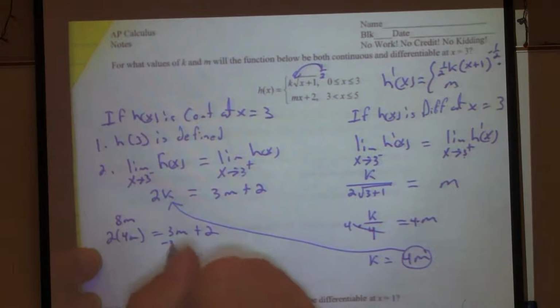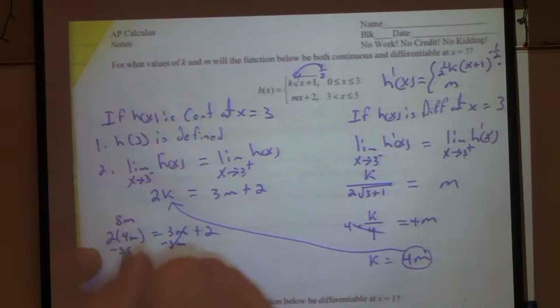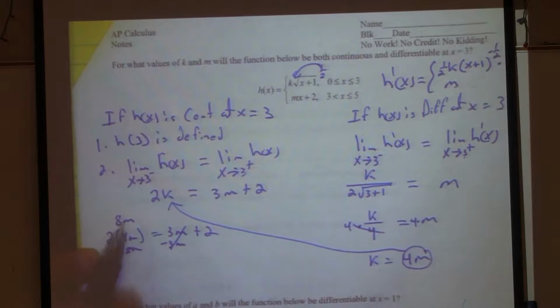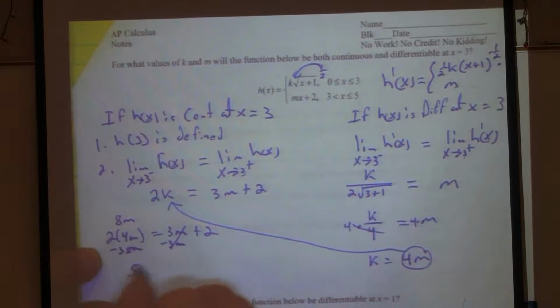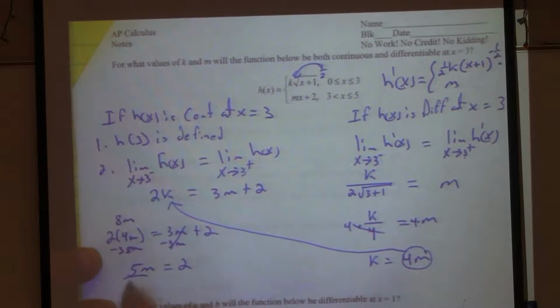8m, and then I'm going to minus the 3m, right? So 8m minus 3m is, and that equals 2. Divide, m equals 2/5.